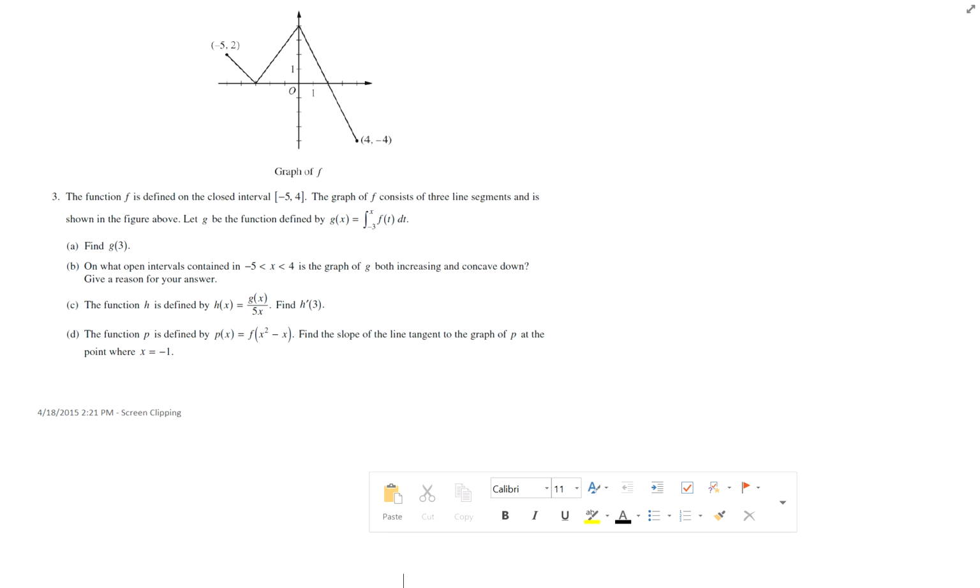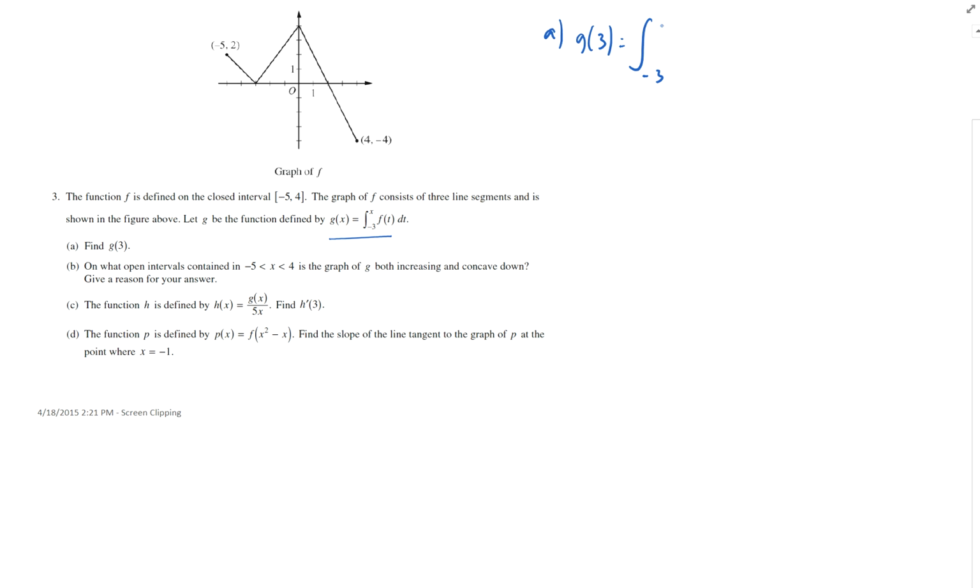The graph is 3 line segments. G is that guy, which is the area under the curve from -3 to x. So if x is over here, then it's just the area under the curve. Find g of 3. So A. G of 3 is just the integral from -3 to 3 of f of t dt.